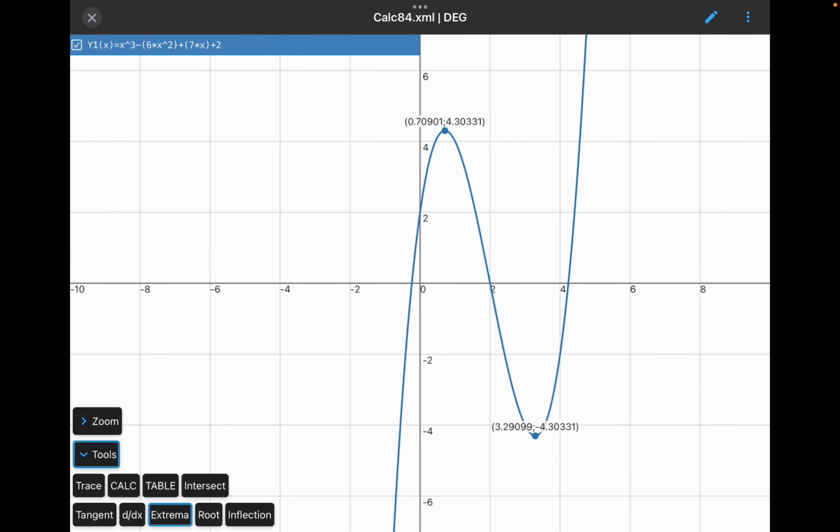Now looking at our increasing and decreasing intervals from left to right, it increases from the bottom left of the graph up to our first hilltop, the maximum, and then it decreases from left to right between our maximum and the minimum, our hilltop and our valley. Then from the valley, the relative minimum, it increases to the right for the rest of the graph.